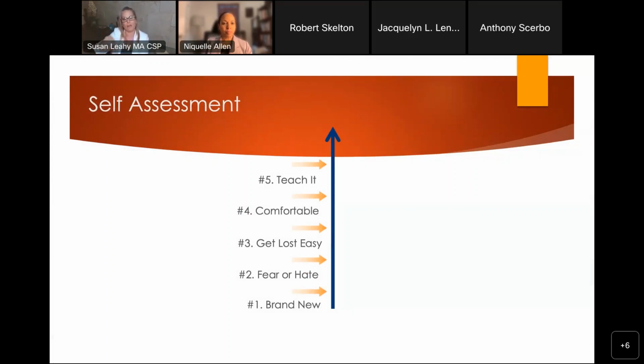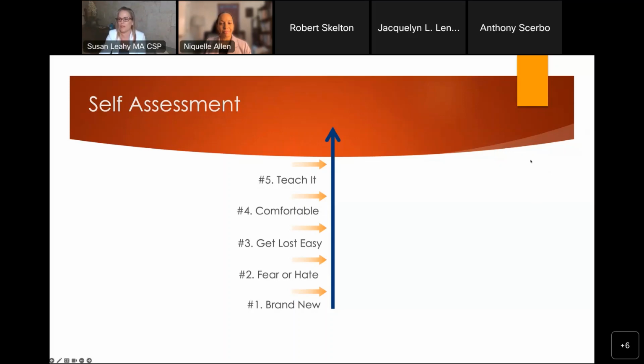And I'm going to ask everybody in the meeting right now, can you please indicate in the chat functionality, what is your number? Are you a 1 with Robert's Rules of Order, meaning you're brand new? Are you a number 2? You maybe fear Robert's Rules of Order or you hate it. Are you a number 3? You get lost easy. Are you a number 4? You're comfortable. Or are you a number 5? You feel like, okay, I have a little bit more of a mastery than others. And when people get lost, they look at me and I'm the mentor. I can teach it. So what number do you think you're at?